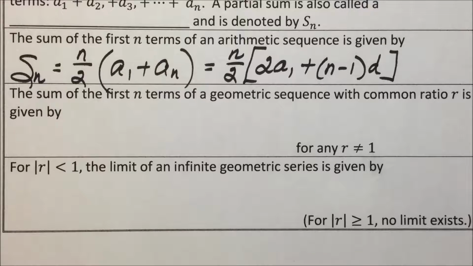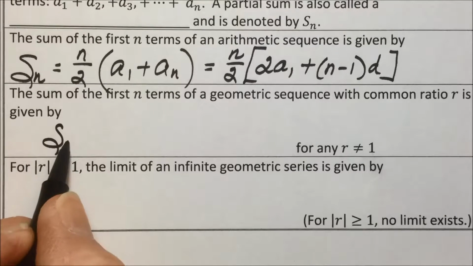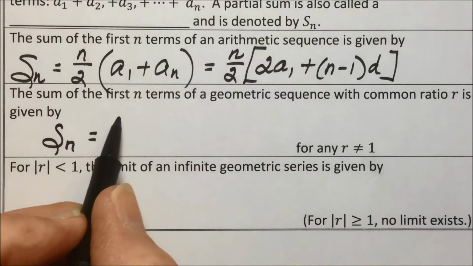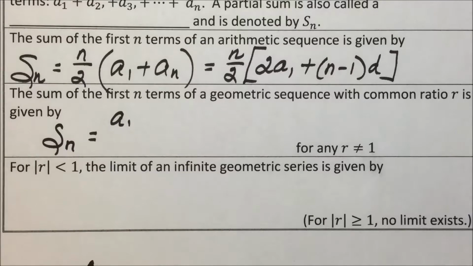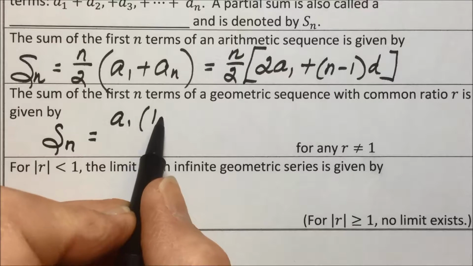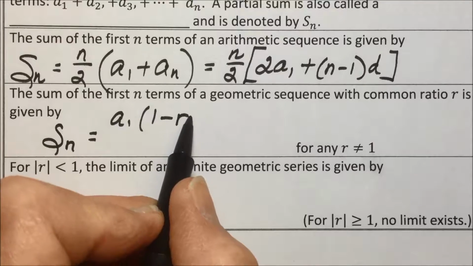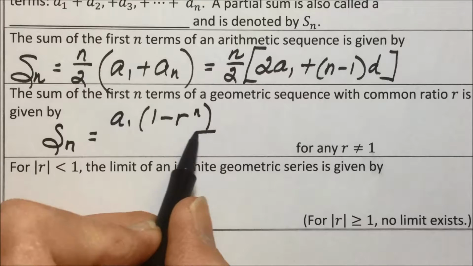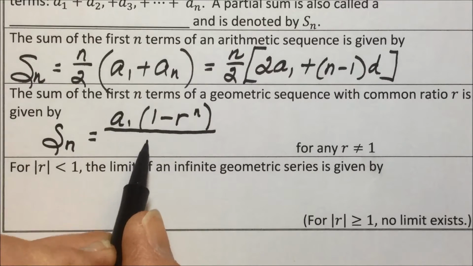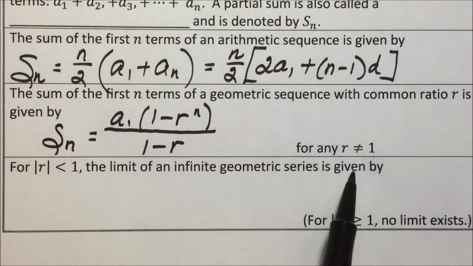Intermediate Algebra, Section 11.3, Geometric Series. To find the sum of the first n terms of a geometric sequence with a common ratio r, we use the following formula. S sub n is equal to the first term, a sub 1, times the quantity 1 minus r to the nth power, divided by 1 minus r, provided that r is not equal to 1.